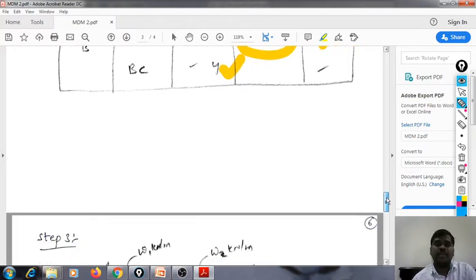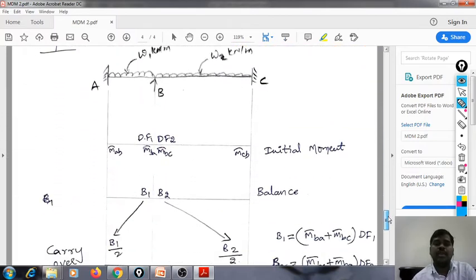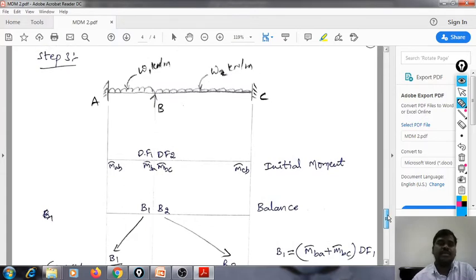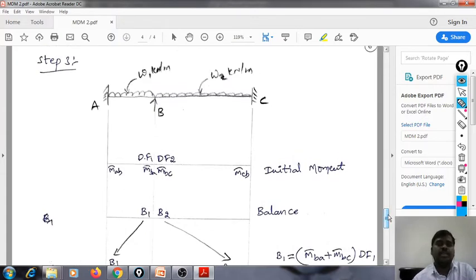After this completes, this is the most important step and this is the final step. This is a type of iteration method. What is iteration? Iteration is nothing but repetition. The repetition method will be there in the moment distribution method, unlike the other methods. For this, first we have to draw lines like this and write distribution factor 1 and distribution factor 2.